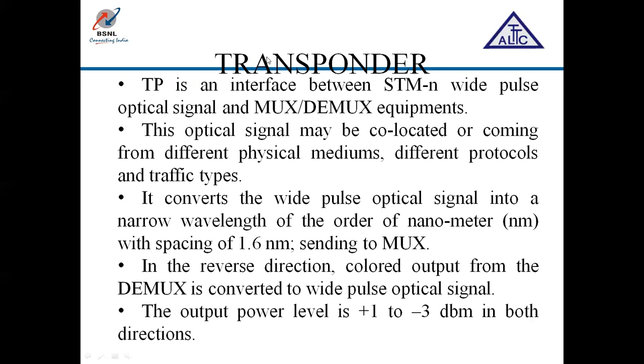It converts the wide pulse optical signal into a narrow wavelength of the order of nanometers with spacing of 1.6 nanometer, sending it to the multiplexer. And this multiplexed signal, when received from the other end, comes to the DMUX. In the reverse direction, the colored output from the DMUX is converted into a wide pulse optical signal. Output power level is +1 to -3 dBm in both directions.